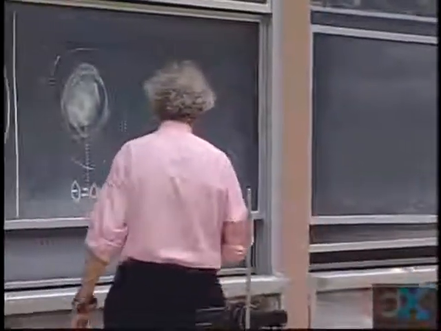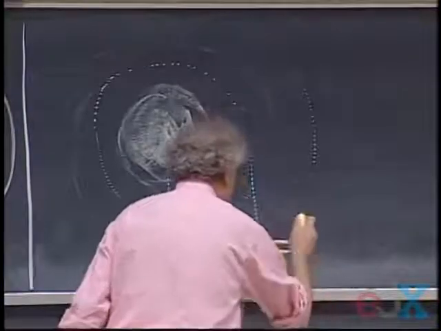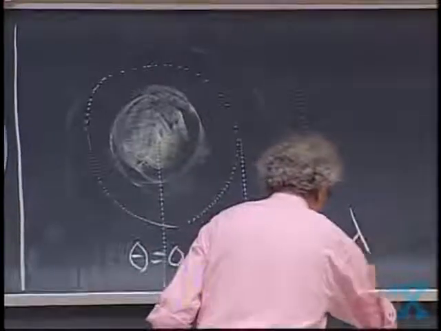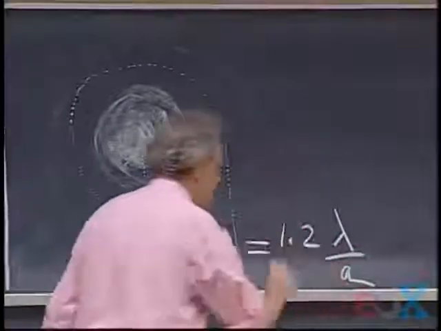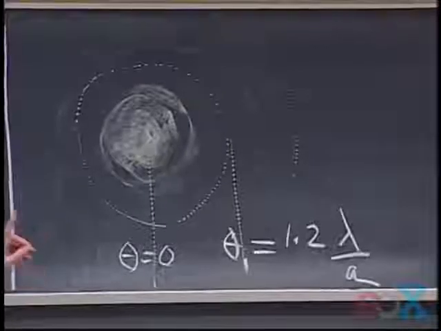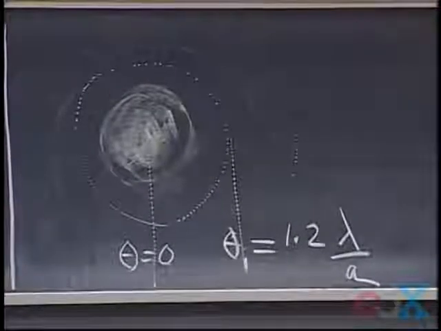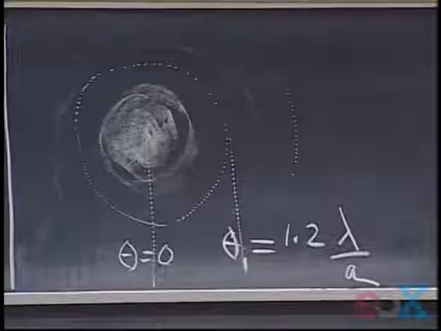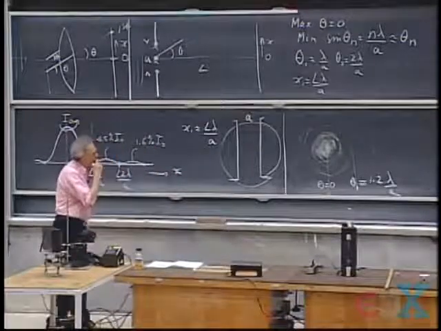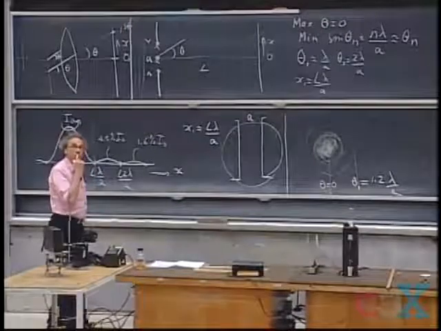And so take my word for it that it comes not at lambda divided by A, but it comes at roughly 1.2 lambda divided by A. If you want to be picky, it's really 1.22 times lambda divided by A. And this, of course, is in radians again. I work now exclusively in terms of radians, small angle approximation. And so this raises the issue of what we call in physics angular resolution.